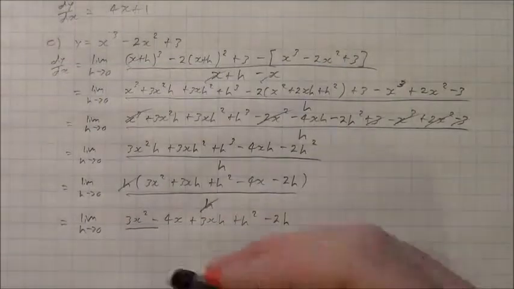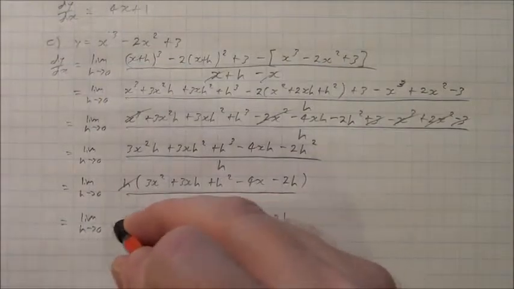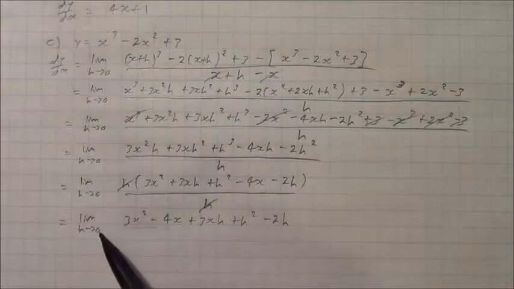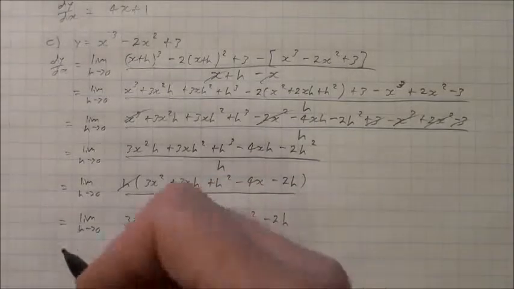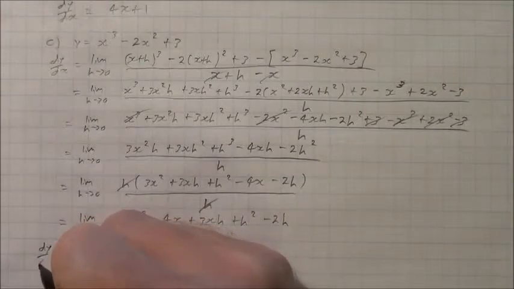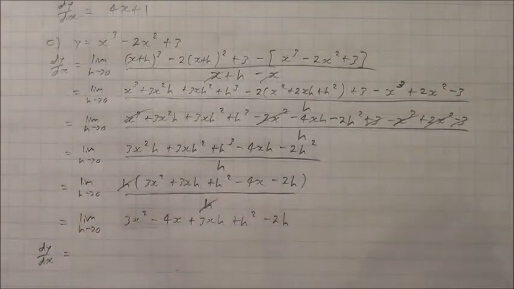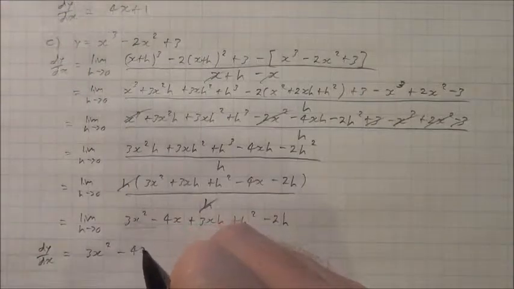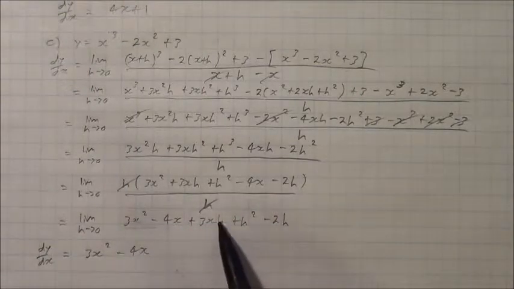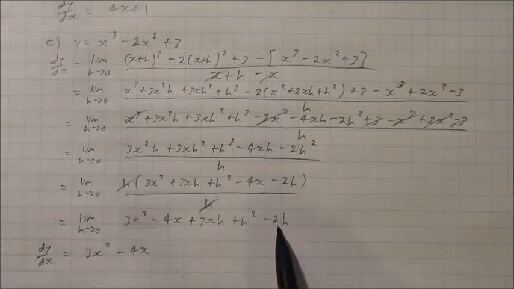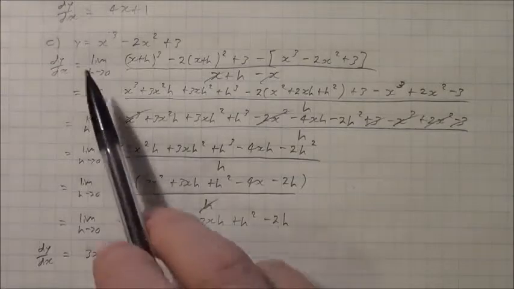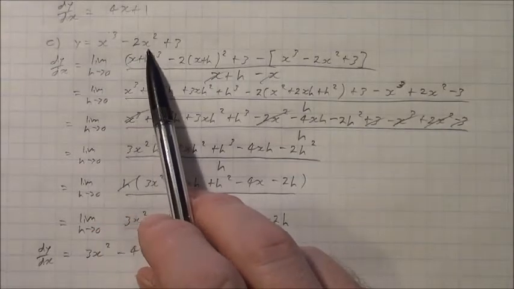Oops, not over anything actually, sorry. Excuse me. Now I will substitute in the 0, and therefore dy by dx equals 3x squared minus 4x. Because that goes to 0, this term goes to 0, and so does this. So that is the final derivative from first principles of the function y equals x cubed minus 2x squared plus 3.